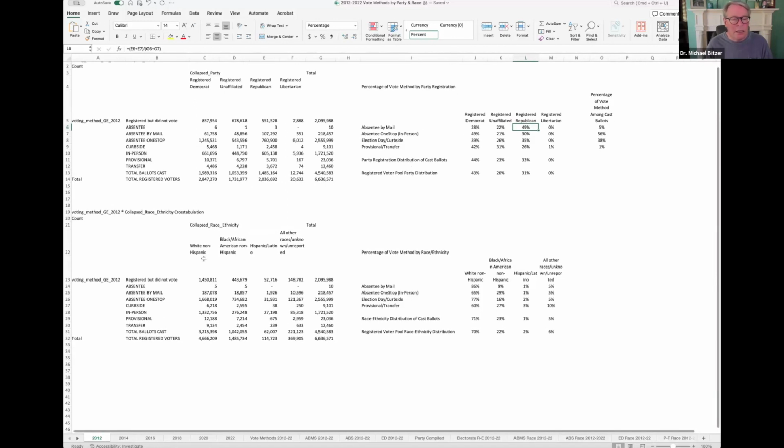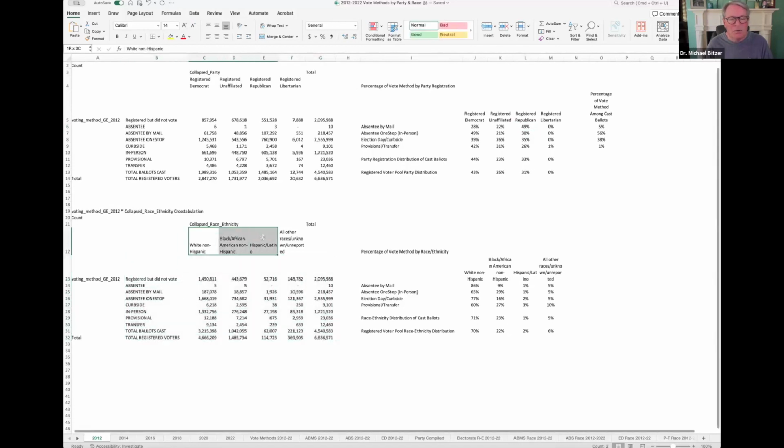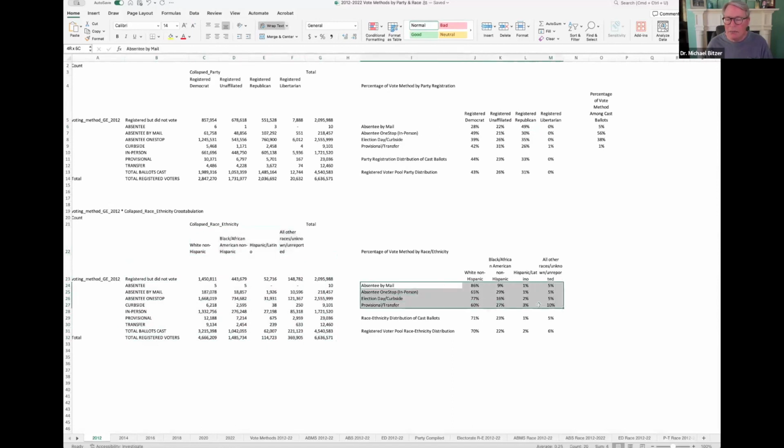These are all by the various race and ethnicity categories, and again, the percentage is over here. There are two other lines that I include in each one. This first one is party registration, distribution of cast ballots. So overall, these are all the voters and the percentage of the party registration for all voters who participated in 2012.